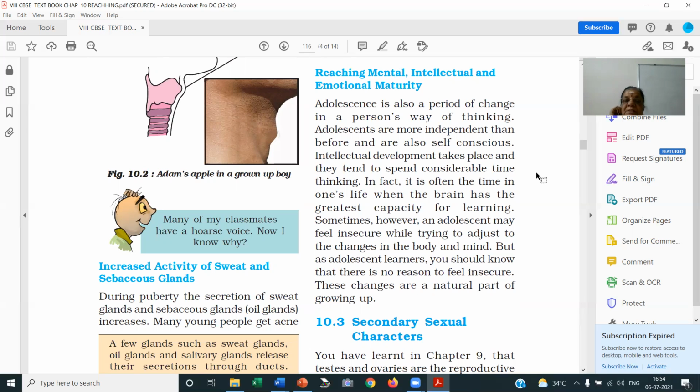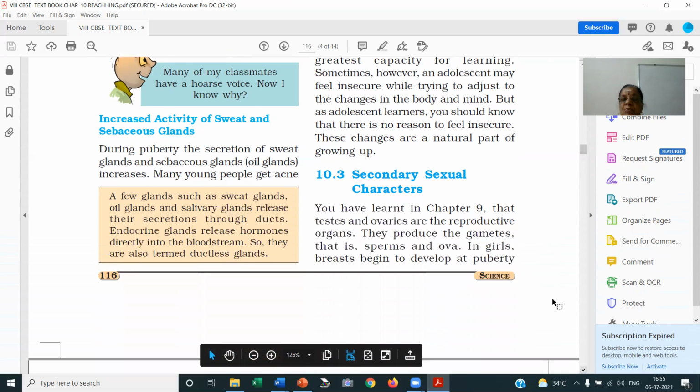Sometimes, however, an adolescent may feel insecure while trying to adjust to the changes in the body and mind. But as adolescent learners, you should know that there is no reason to feel insecure. You should be bold enough to accept the changes in a positive way. Right? These changes are a natural part of growing. I hope you follow. So this stage is a crucial, important stage we need to follow. Right? The next one is secondary sexual characters.